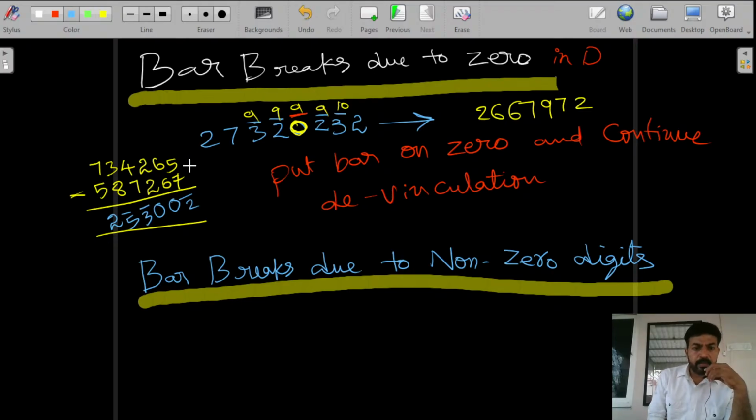Let me check this. Now you have to devinculate this. The bar breaks due to two zeros. Remember, the bar breaks here. The bar breaks due to these zeros. So apply all from 9, last from 10. We have only one digit here. So 10 minus 2, 8.